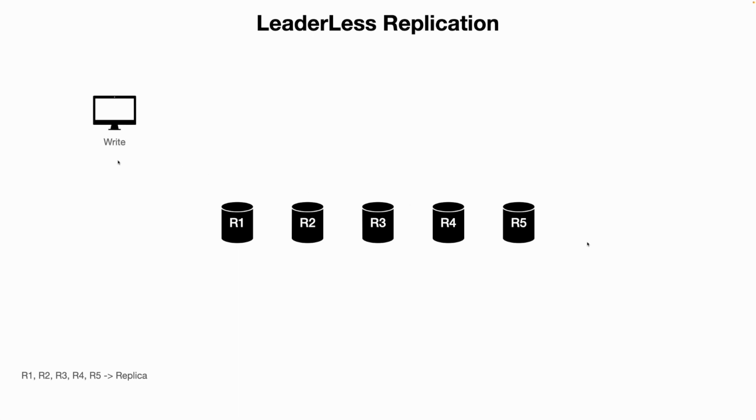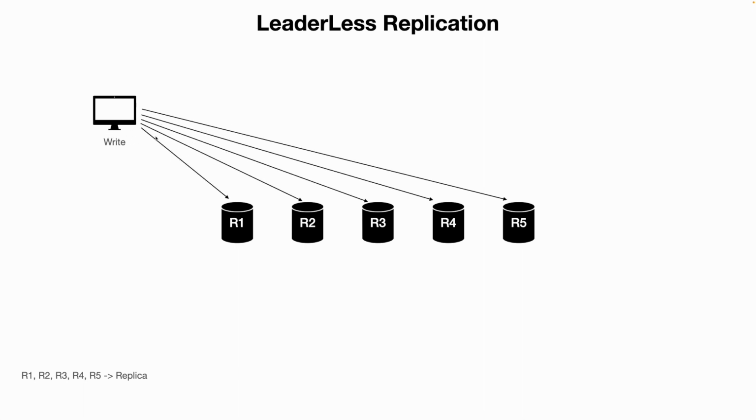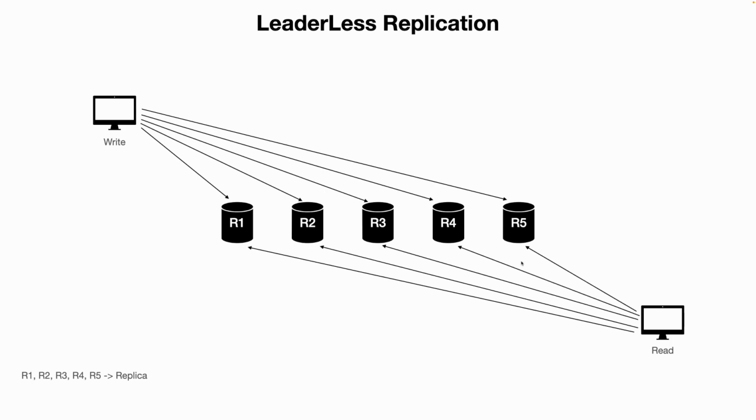So if a client wants to read or write, that client needs to write to all the databases. For one request, the client needs to write on all the databases. Same for the read: if the client wants to read, the client needs to read from all the databases.